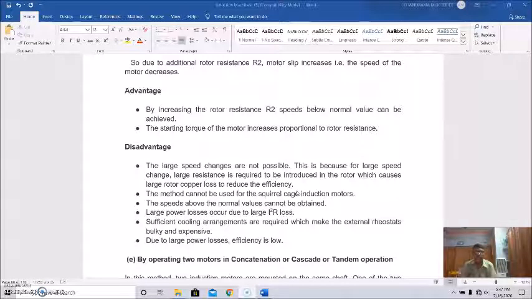And another thing, large power losses occur due to large I-square R loss, and as a result, as I told you, efficiency will be reduced. Large losses mean large heat production, so sufficient cooling arrangements are required, which make the external rheostat bulky and expensive. And I have already told you that due to large power losses, efficiency is low.